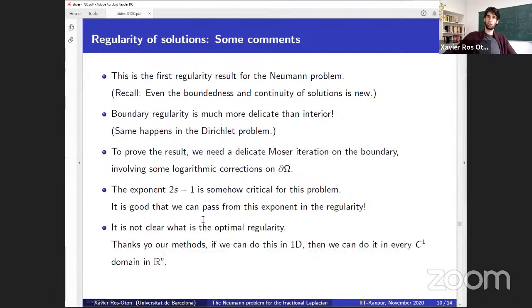And then, as I said, it's not clear what is the optimal regularity, and basically what our methods yield is that if you can prove a regularity result in 1D, then we can do it in every C1 domain of R^n. This is what, thanks to our results, we can do. So this is an important point: if you can do the optimal regularity in dimension 1, then you take our paper and everything works in dimension n.